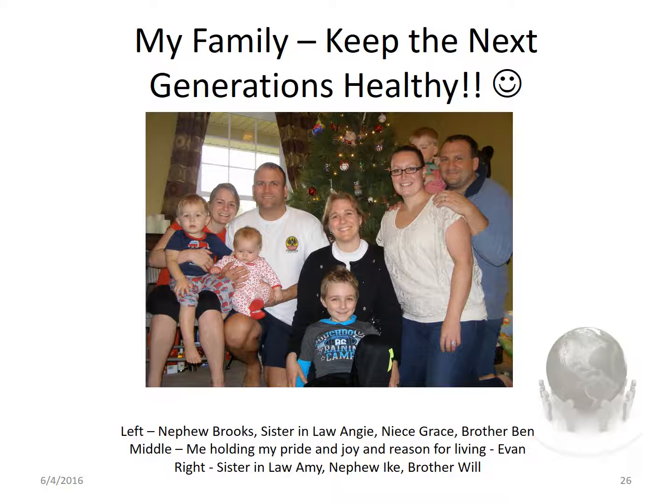As I was saying earlier, they send the obesity letter home to me. He does not look obese. He's super tall, he's super muscular, but he's obese. And then on the right-hand side, my brother Will, his wife Amy, and their little boy Ike is in the background. So this is part of the reason I did this.